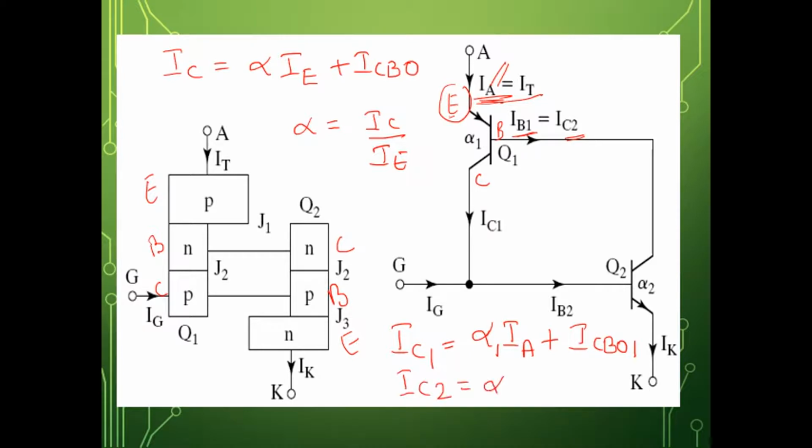IC2 is equal to alpha 2 into, which is our emitter terminal here. This is the emitter terminal, so its current is IK. So IC2 is alpha 2 into IK plus ICBO2. So we will rewrite this again so that we can derive the expression.